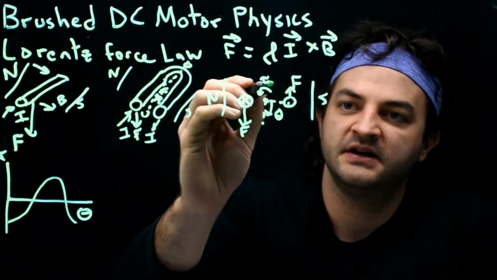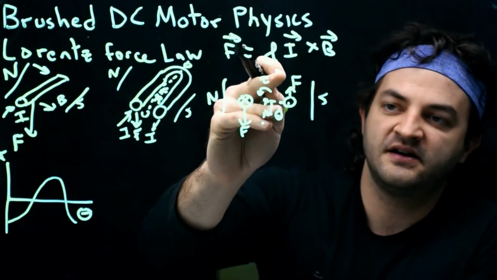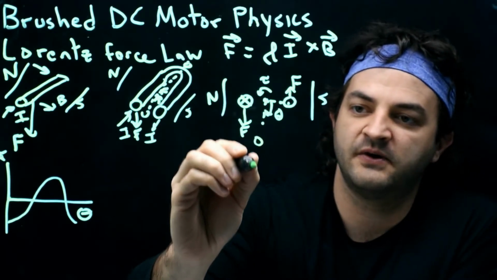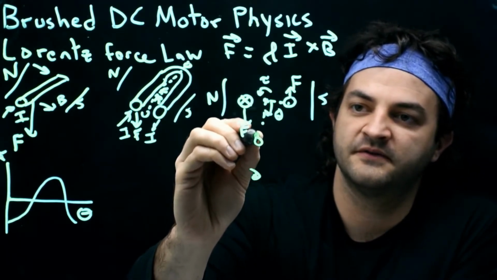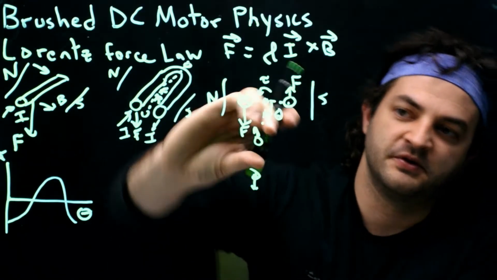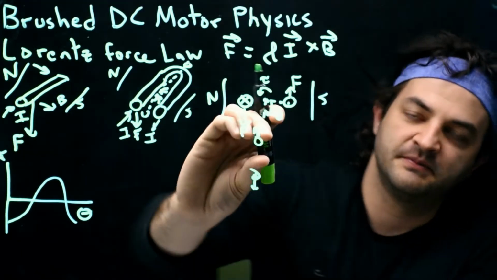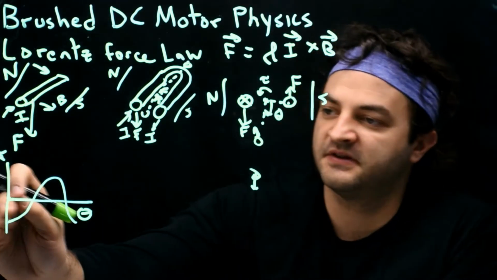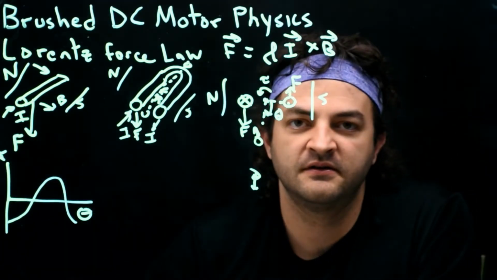Because at some point, these will start to rotate, but they'll get stuck in this position. So we'll have that wire and this wire going into the board. The force is up and the force is down. And if we were to take these and rotate them this way, the force would pull them back that way. And if we take them this way, the force pulls them back that way. So that would be the torque versus angle plot we see here.